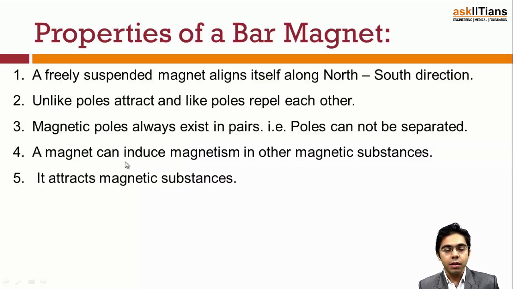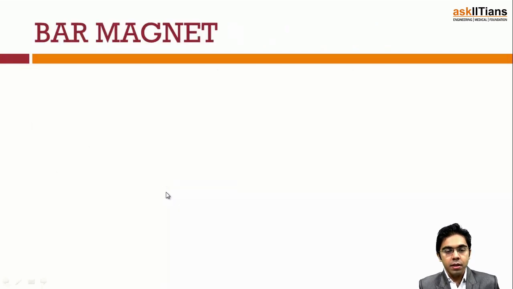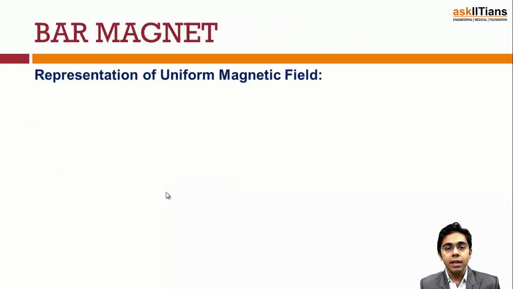Okay, so we have learned two things from here: that a magnet induces magnetism and it attracts magnetic substances. This we must have observed in our daily life. Next, let us look at the representation of a uniform magnetic field.